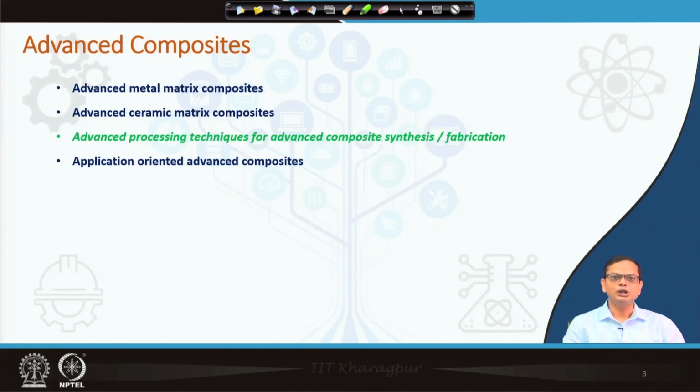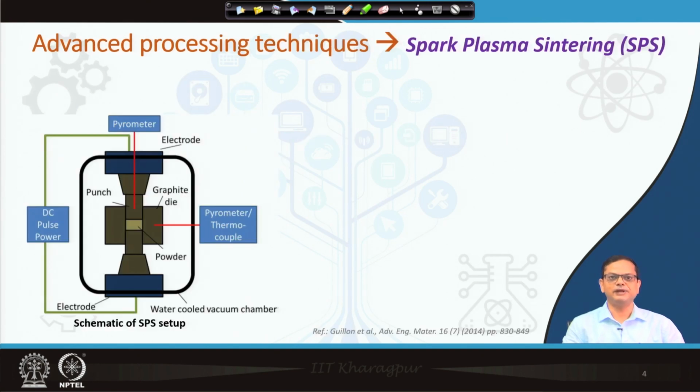So, advanced composites we have classified into 4 sections: advanced MMCs, advanced CMCs, advanced processing techniques for advanced composites, and finally, application oriented advanced composites. So, I am talking about advanced processing techniques in this class, and the one which I want to discuss is SPS.